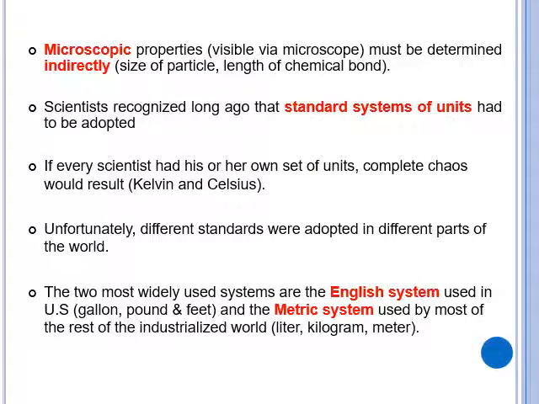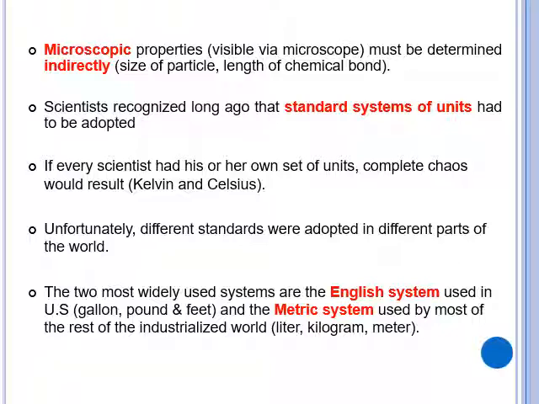Then microscopic properties are things that are really small, which our naked eyes can't see, so we view them via a microscope. They can be determined indirectly, in terms of size of particle or length of chemical bond. In terms of this, scientists recognize that a standard system for the units has to be adopted so that all scientists can use the same system. If every scientist has their own standard units, there will be complete chaos.